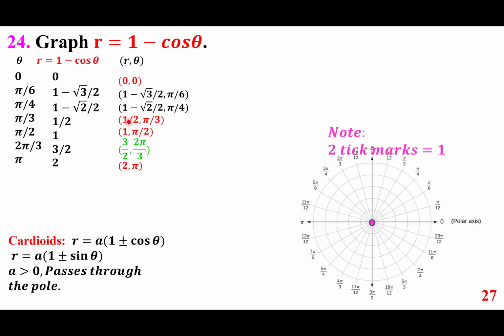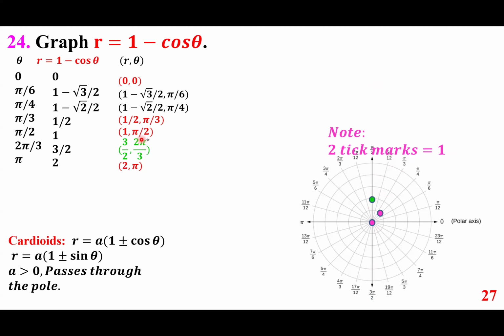So you locate pi over 3, and you go 1 half, because we said 2 tick marks is 1, and then 1 tick mark is 1 half. So pi over 3 is here. Pi over 2, 1. So pi over 2 is here, and 1 is 2 tick marks, 1 and 2, roughly.